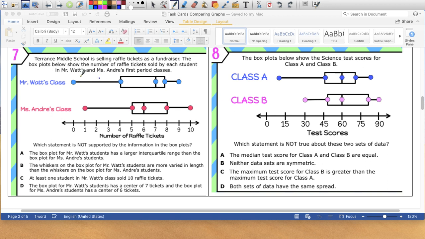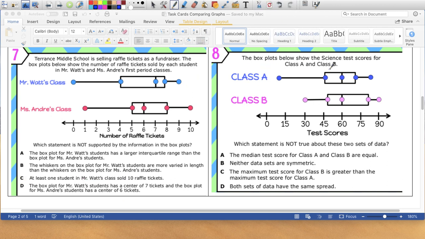How can you look at this, Mr. Watt's class, and see how many people sold how many raffle tickets? We just don't know. Okay, and again, in Mr. Watt's class, some person sold 10. Do you see anybody here? No, right? So there's nobody at 10. Mr. Watt's class only goes up to 9. So this one is the one that is not true. So that one is not supported.